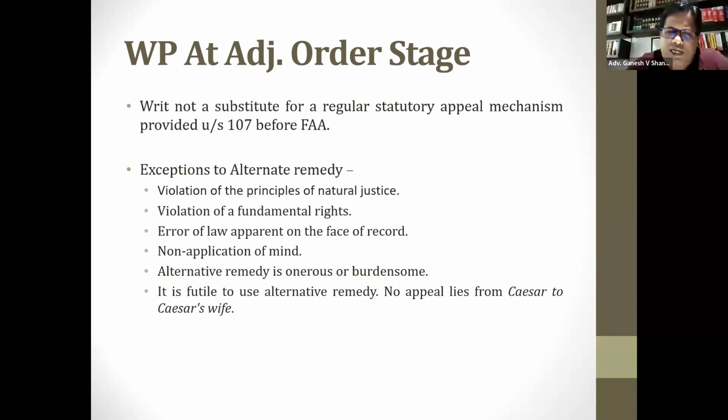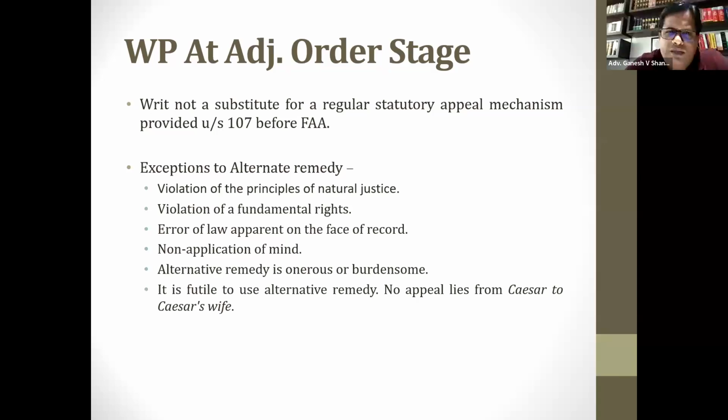Futile to use the alternate remedy. If there is an order from the government itself to the authorities, okay, do this way only, adjudicate these matters only this way, then in view of those instructions or directions of the government to the authorities and officers, it's a futile exercise to approach them for a remedy under the statute. These cases can be made out at the order stage also. You can approach the High Court and impugn the order.